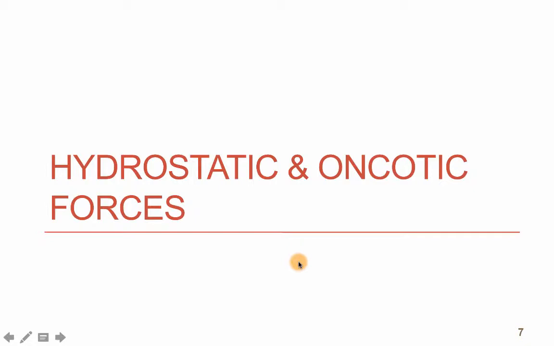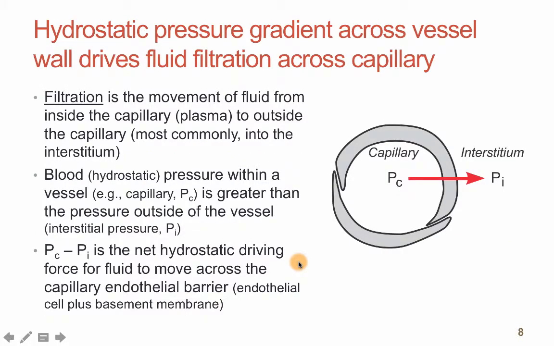Now let's look at the hydrostatic and oncotic forces that determine the movement of water through these intercellular clefts. First, let's look at a capillary here. And inside the capillary, there is a certain pressure. We call that the capillary hydrostatic pressure. Outside the capillary, in the interstitium, there is another pressure. That's a hydrostatic pressure, and we'll call that P sub I, or the interstitial hydrostatic pressure.